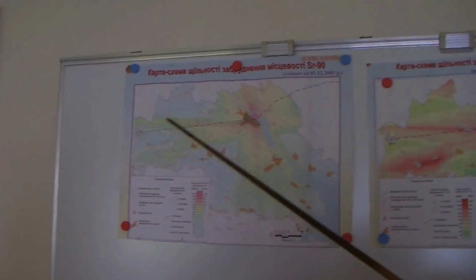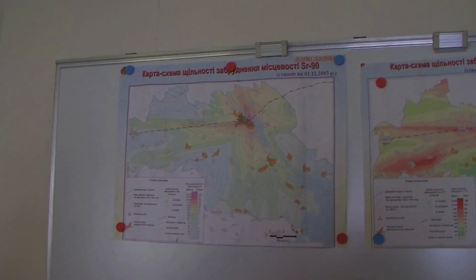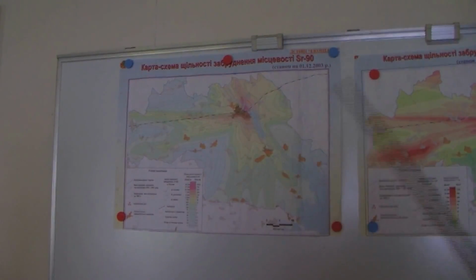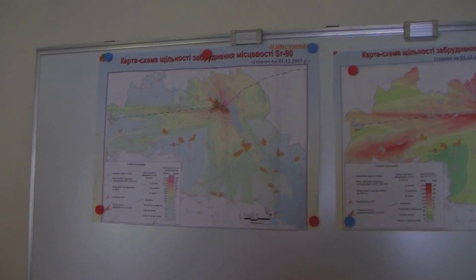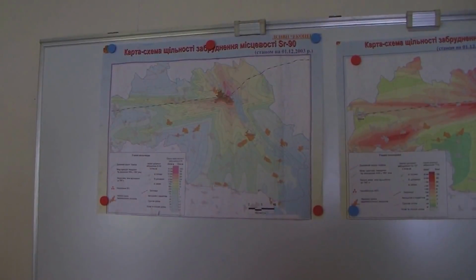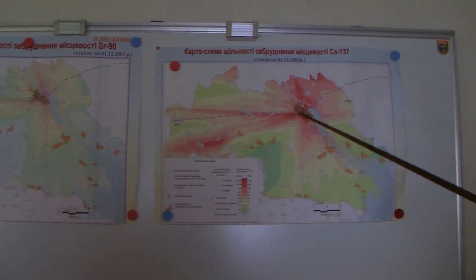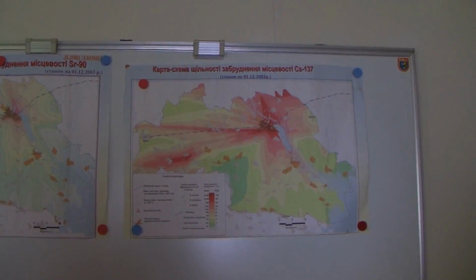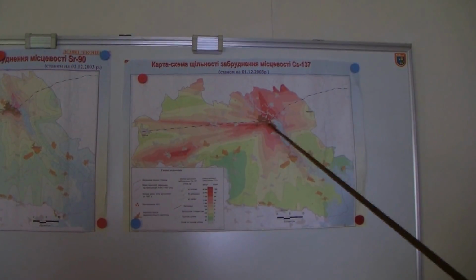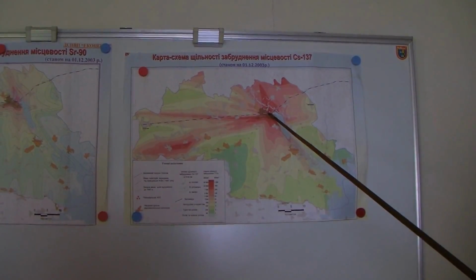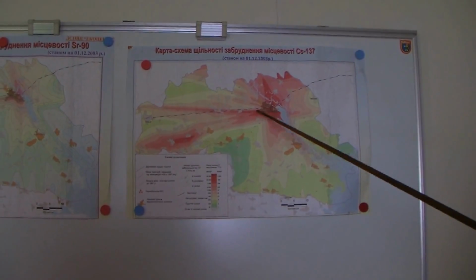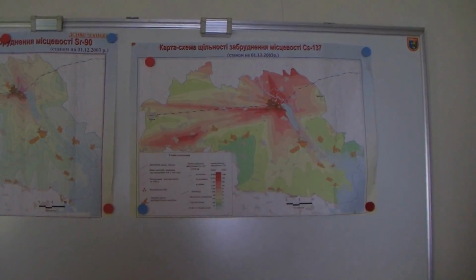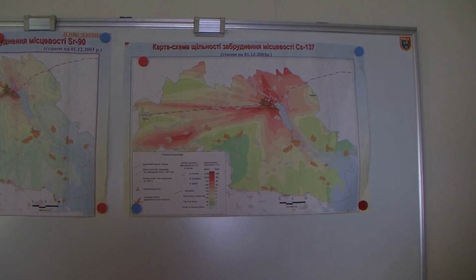Strontium flew not so far, and plutonium just about 10 kilometers around the power plant. It's lucky that plutonium can't fly so far. But the laws of distribution are the same. It's because of weather conditions and the direction of the wind. When the accident happened, the wind was blowing to the west, and the so-called western trace of radiation appeared, which contaminated the western direction.